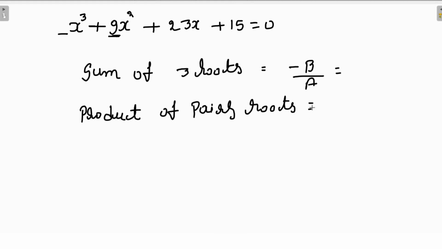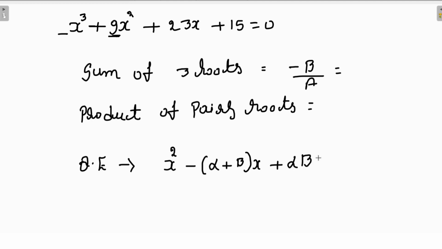Before writing the answer, first let's understand. We always have to write the quadratic equation. Suppose they give roots 5 and 2, alpha and beta. How to write the quadratic equation? x square minus alpha plus beta x plus alpha beta equal to 0. This is the general quadratic equation.